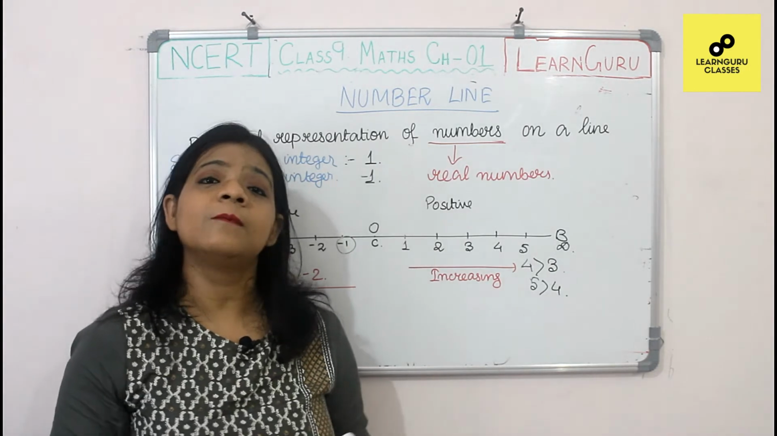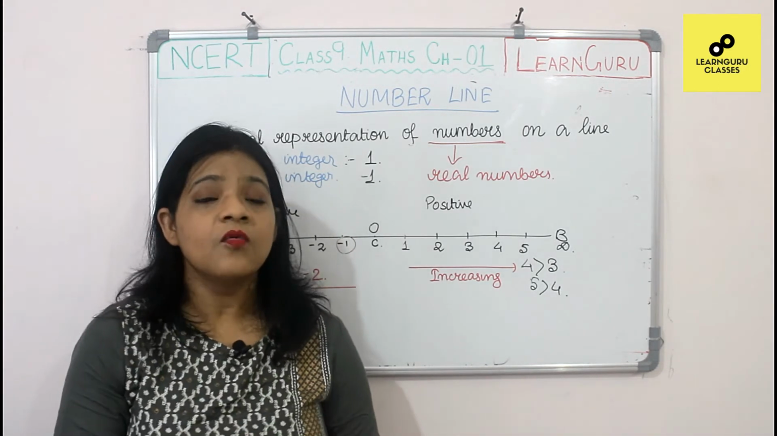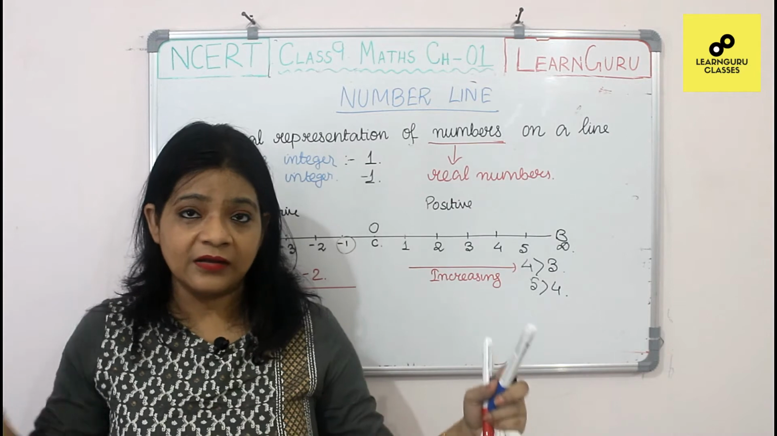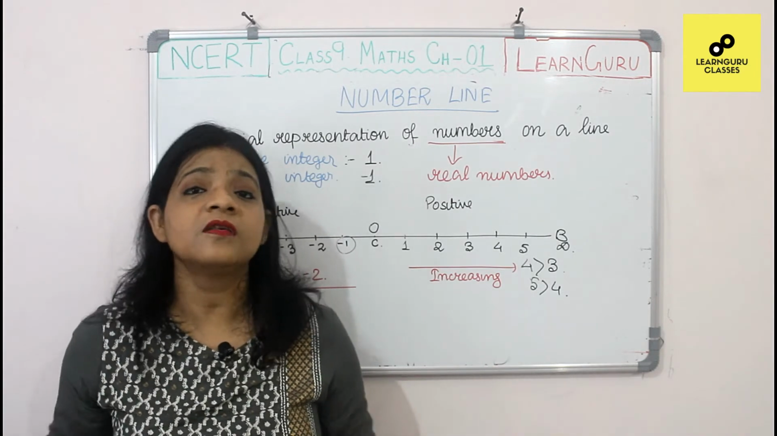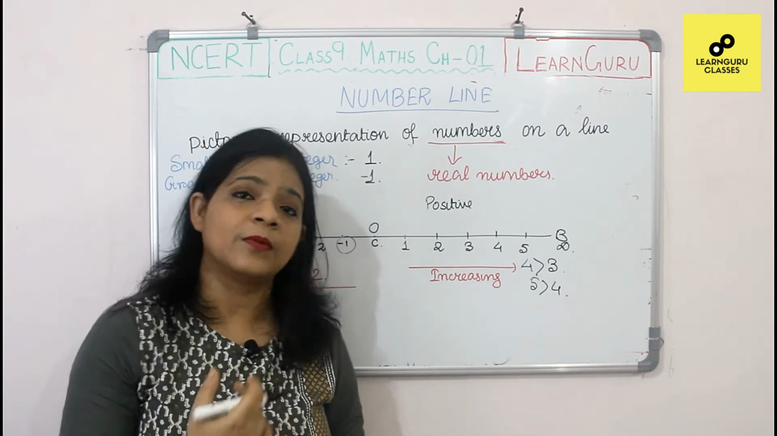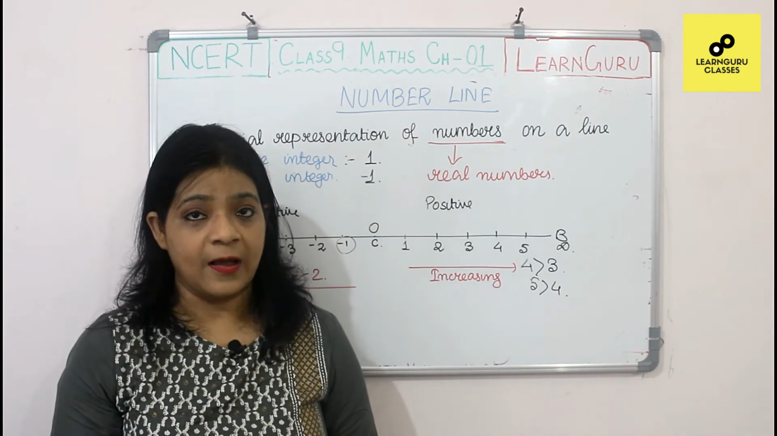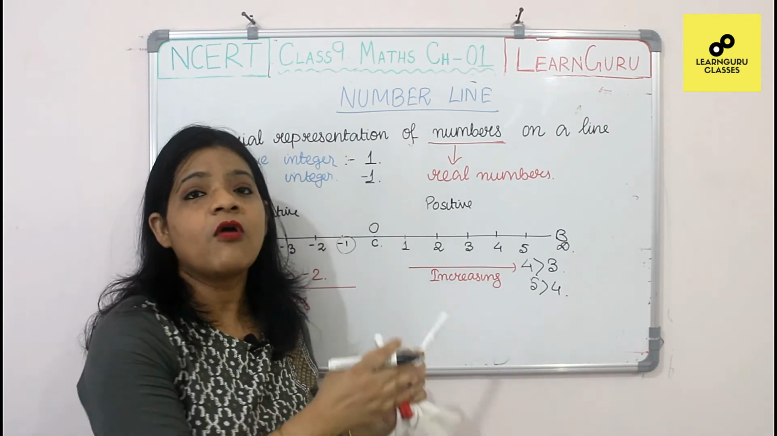Okay, so this is the beauty of the number line, where seeing the placing of the numbers, one can predict which number is greater than the other number. Okay, so this is for integers.